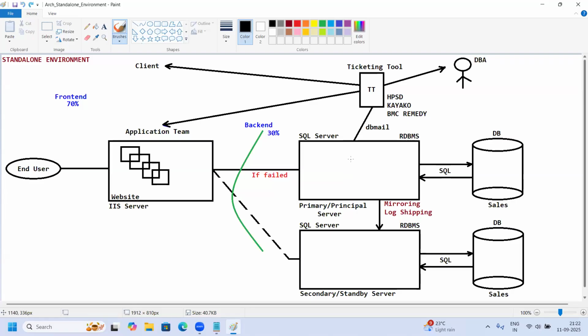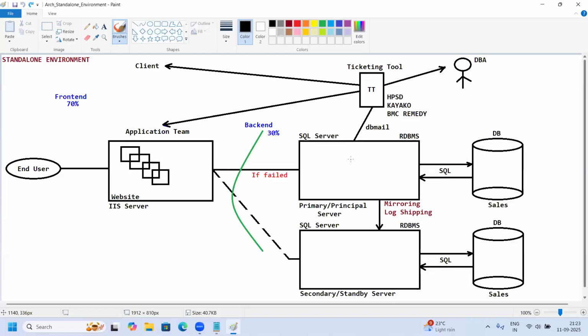So for that reason, what will the company do? Since you have only one server available, you cannot depend on that server, because at any point of time it may fail. And if it fails, then whatever information the end user is ordering will not be there. The company has to bear a loss of that. So for that reason, whenever you have only one server, immediately create one standby server.